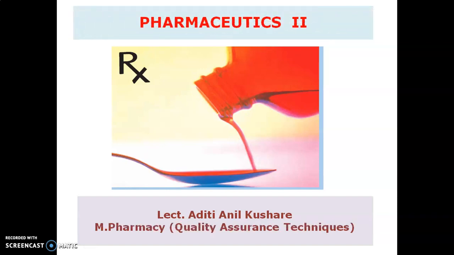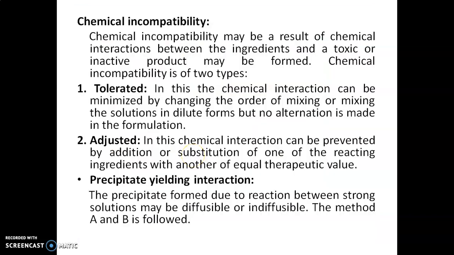Today we are discussing the practicals from Pharmaceutics 2. In previous sessions we discussed incompatibility. There are a total of 3 types of incompatibility: physical, chemical and therapeutic. So now let's discuss chemical incompatibility. Chemical incompatibility may be a result of chemical interactions between the ingredients, and a toxic or inactive product may be formed. Chemical incompatibility is of two types. The first one is tolerated.